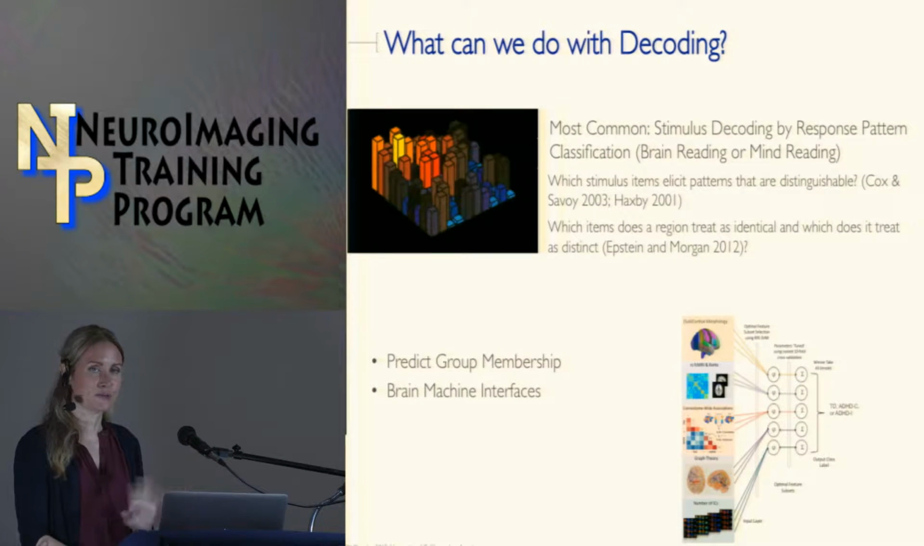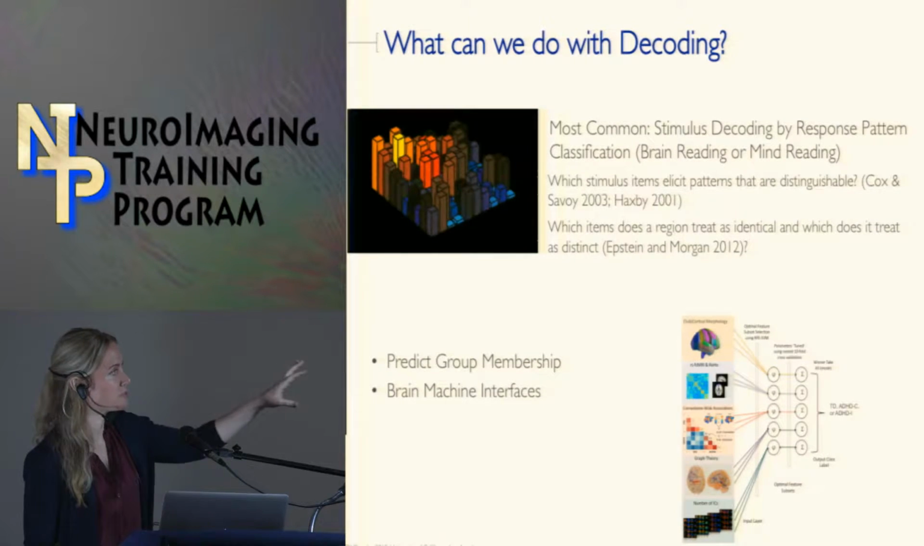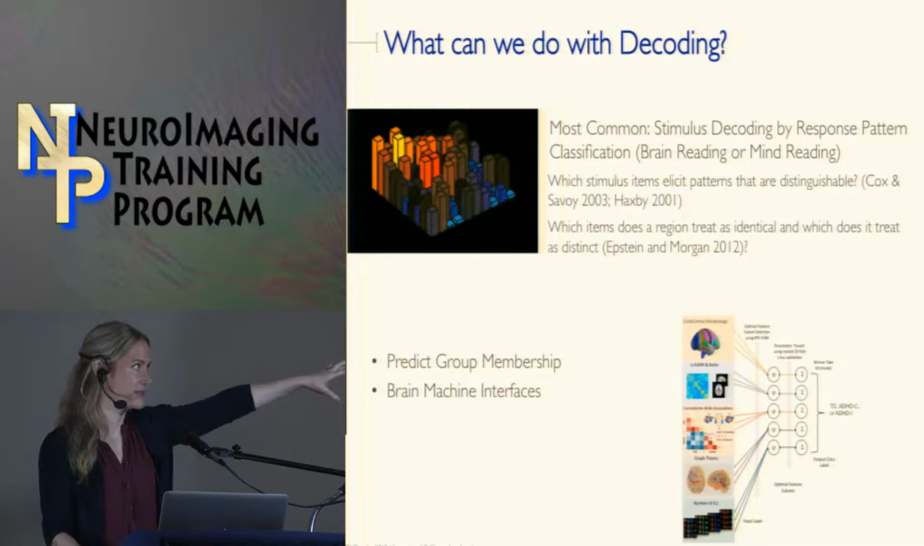But more traditionally, prior to fMRI, two of the things that were commonly asked in the machine learning community with, say, EEG data or maybe just structural MRI data were, can we predict group membership? So can we do computer-aided diagnostics, for example?